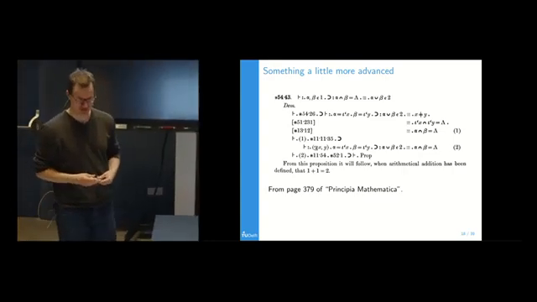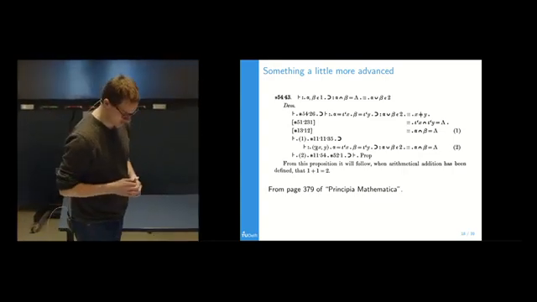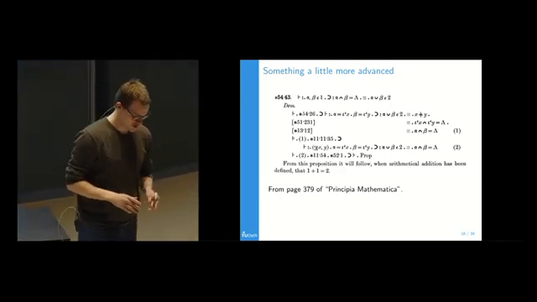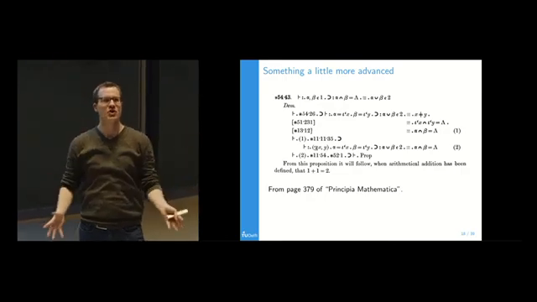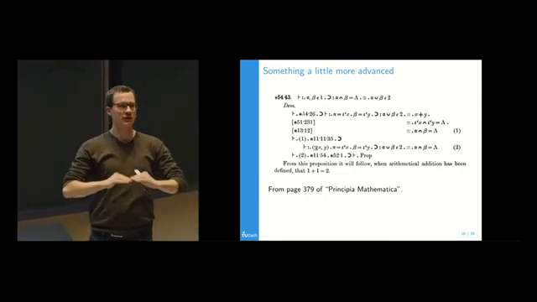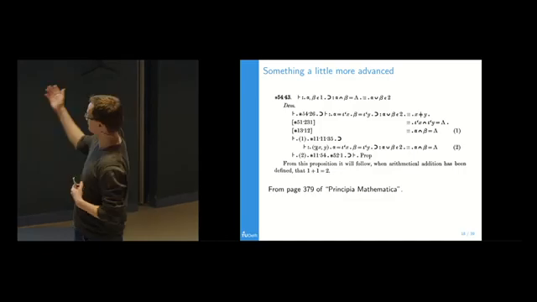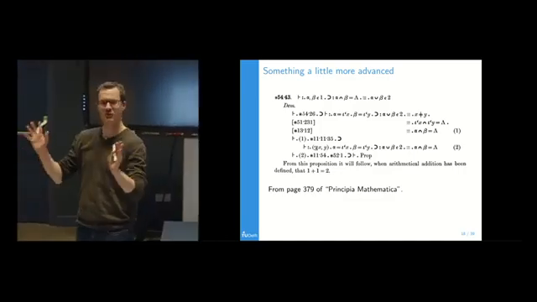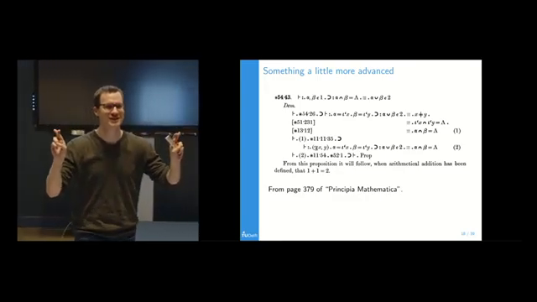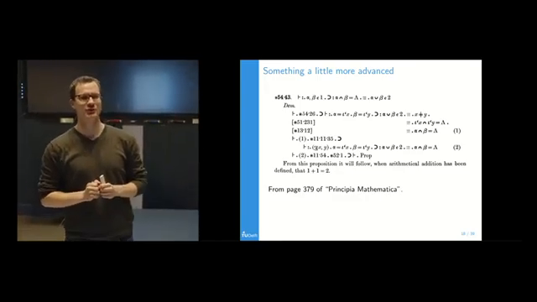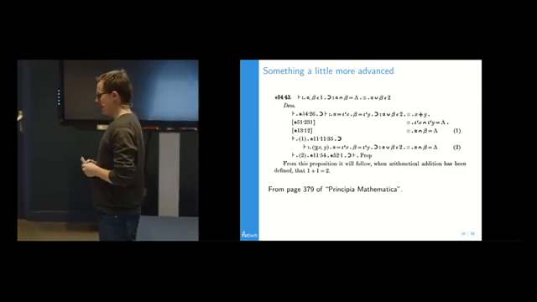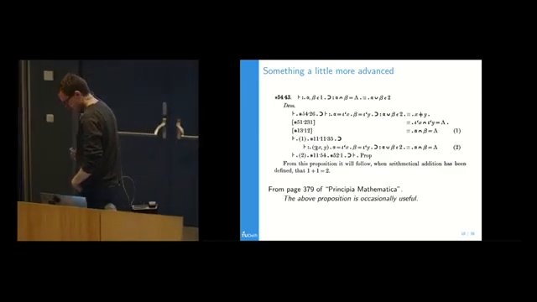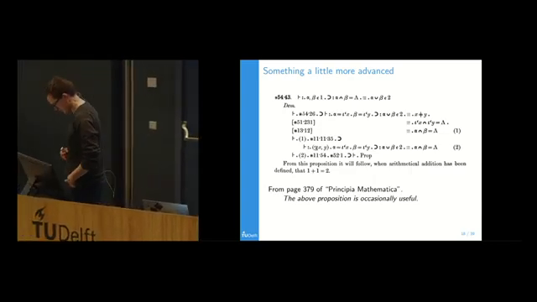You can find this proof on page 379 of a book called Principia Mathematica. A book in which the author tries to build all of mathematics from the ground up, rooted in logic. And it takes 379 pages to come to the hopefully inevitable conclusion that 1 plus 1 equals 2. As the author remarks, the above proposition is occasionally useful.